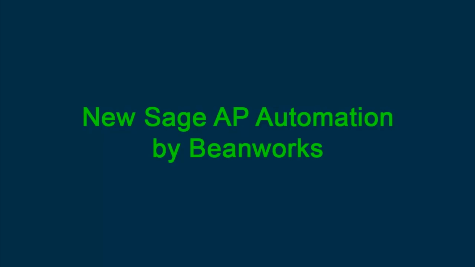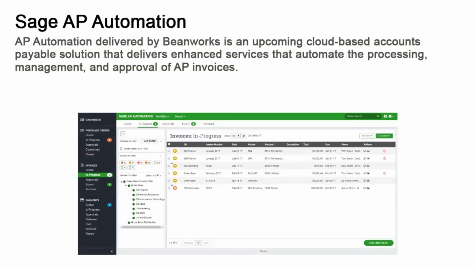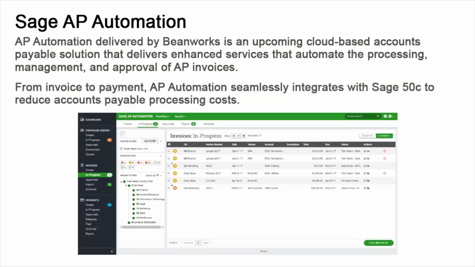Sage AP Automation, delivered by Beanworks, is an upcoming cloud-based accounts payable solution that delivers enhanced services that automate the processing, management, and approval of AP invoices. From invoice to payment, AP Automation seamlessly integrates with Sage 50C to reduce accounts payable processing costs.